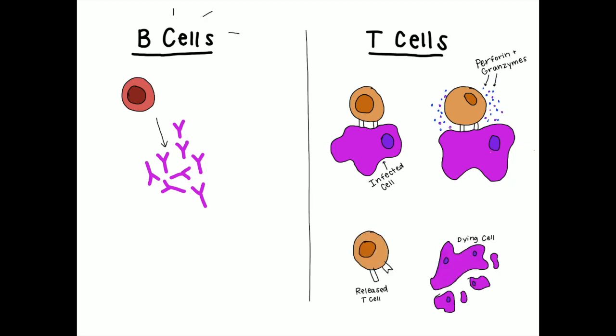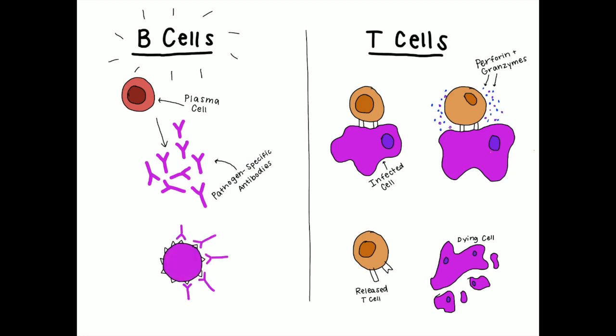Let's focus on B cells. B cells that are activated and secrete antibodies while dividing are called plasma cells. During the immune response, they divide and secrete large amounts of the pathogen-specific antibodies, which bind to the antigens present on the surface of the foreign pathogen.